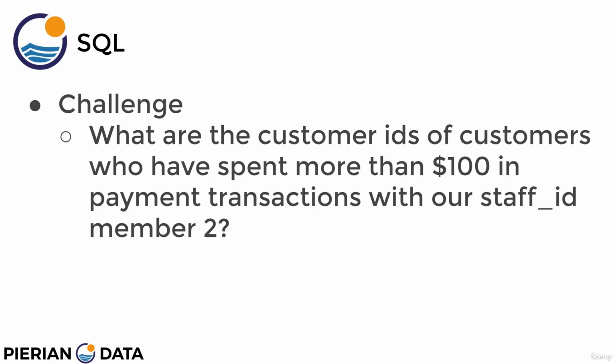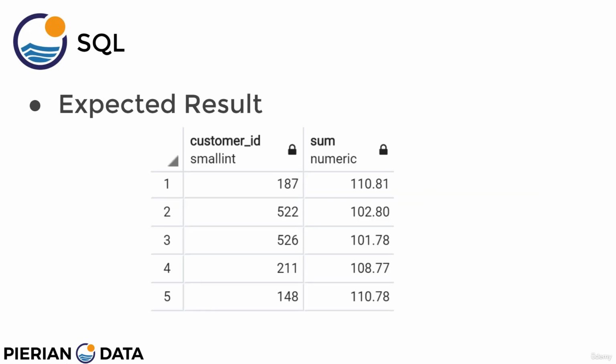Here comes the expected result. So there should be only 5 customers that have done this, and then here's the associated sum. So they're all over $100 here.